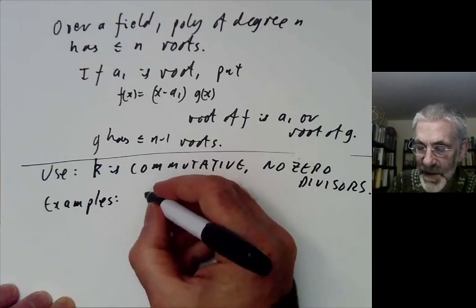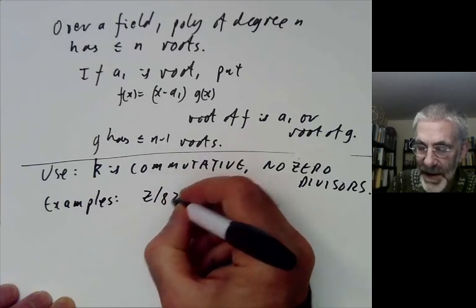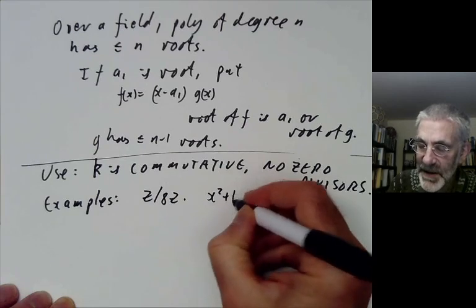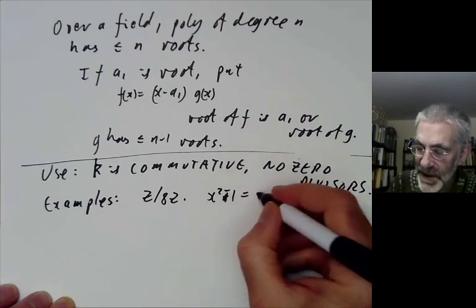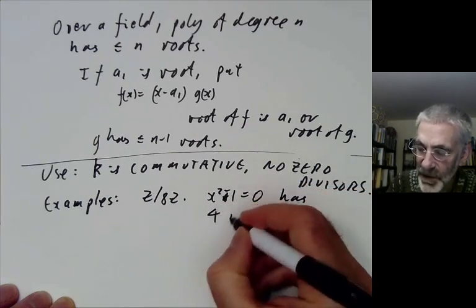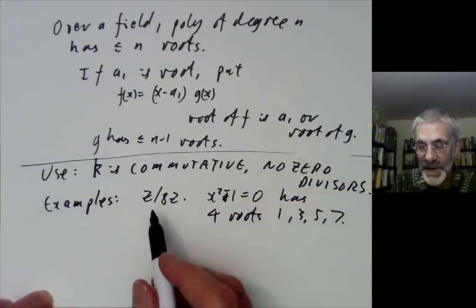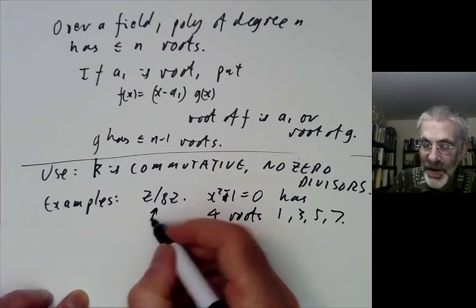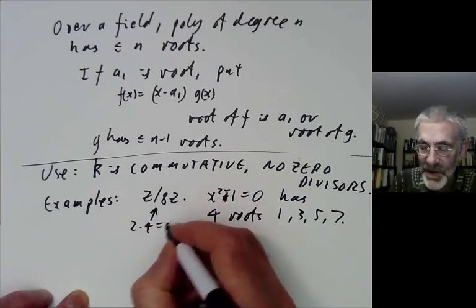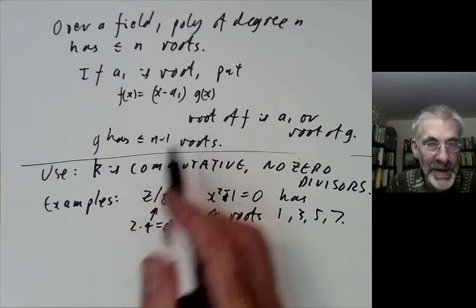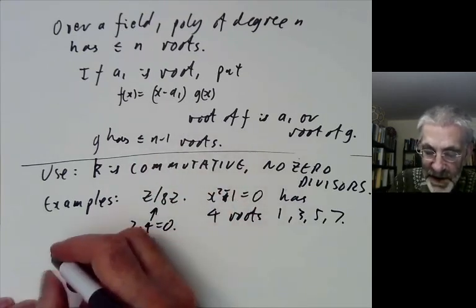First of all, if you take the ring Z modulo 8Z, then the polynomial x squared minus 1 equals 0 has 4 roots, because 1, 3, 5 and 7 are all roots. And here the problem is this has 0 divisors, because 2 times 4 is equal to 0. So we really do need to use the fact there are no 0 divisors.